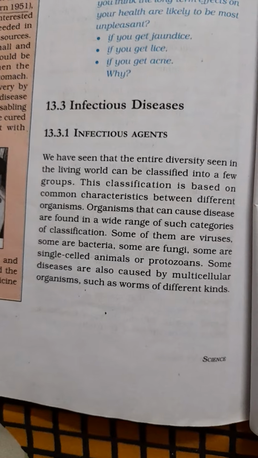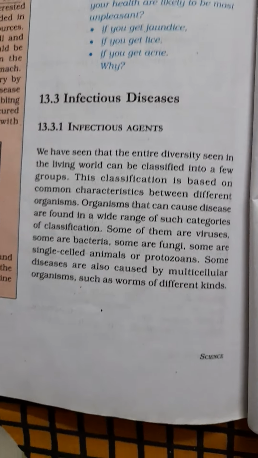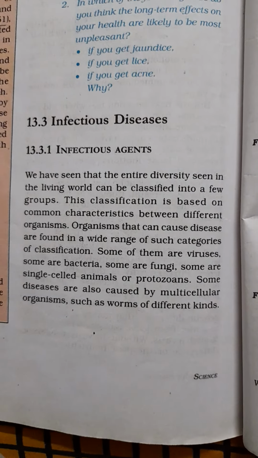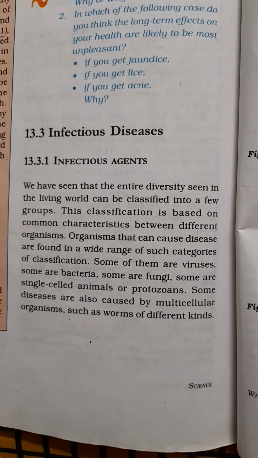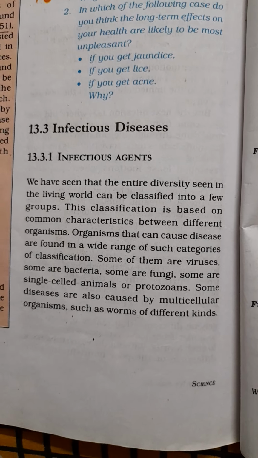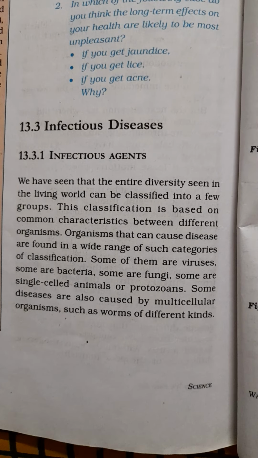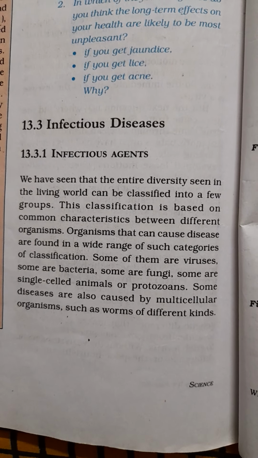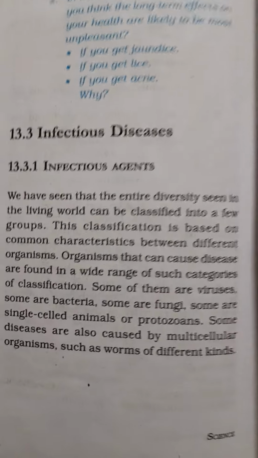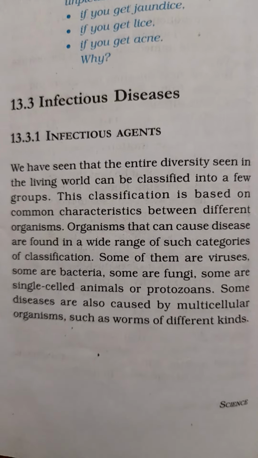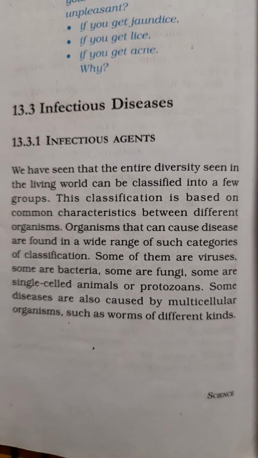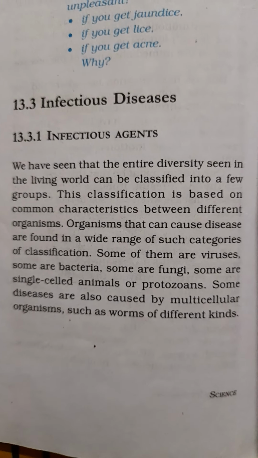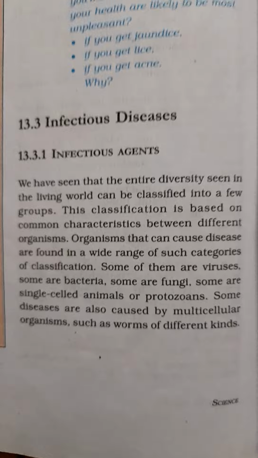So, we are going to see about infectious diseases. The entire diversity seen in the living world can be classified into a few groups. This classification is based on common characteristics between different organisms. Organisms that can cause disease are found in a wide range of such categories. You know, viruses, bacteria, fungi, single cell animals, so protozoans. Some diseases are also caused by multicellular organisms such as worms.